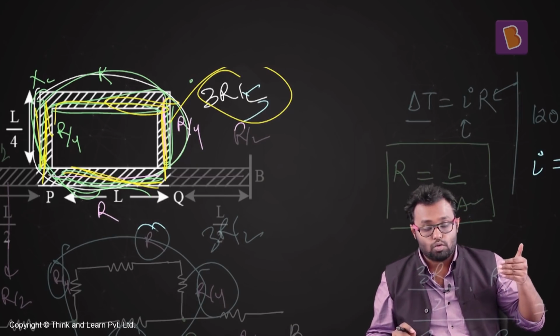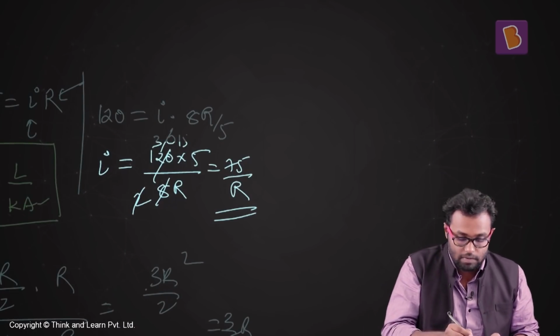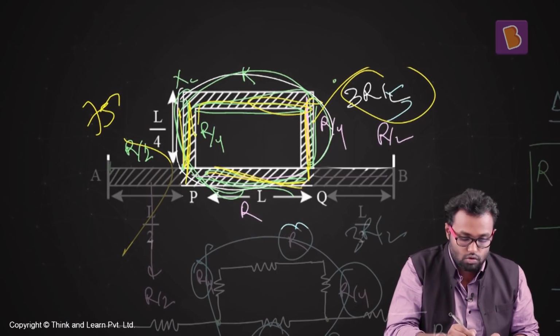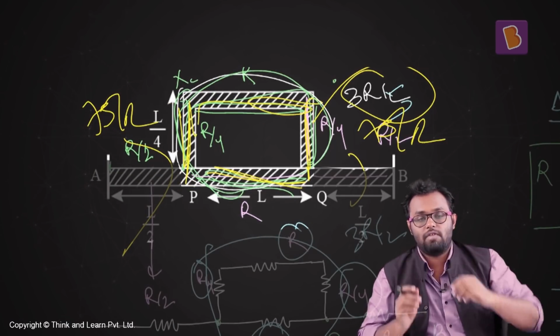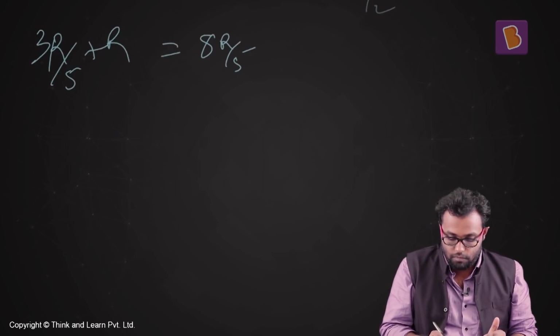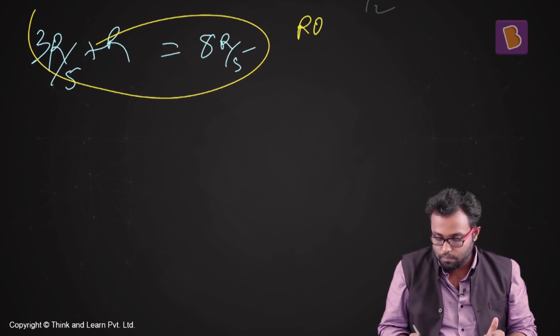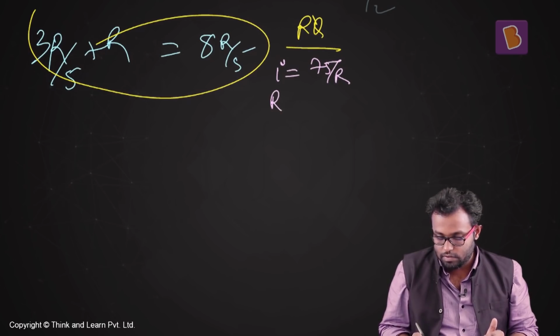And how much is the total current flowing through them? The total current flowing through them is 75 by R. So 75 by R goes from this end, comes out from this end. So the whole thing 75 by R is going. So for just the PQ, I can say I is equal to 75 by R, and the equivalent resistance between PQ is equal to 3R by 5, right?